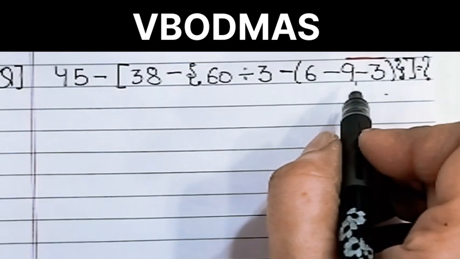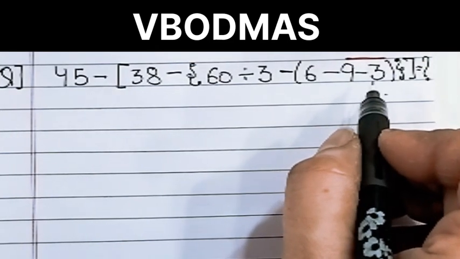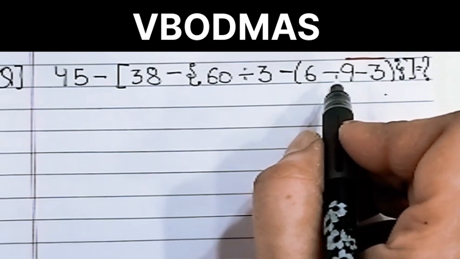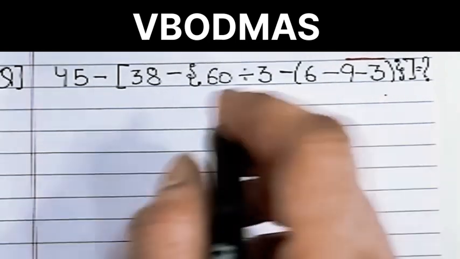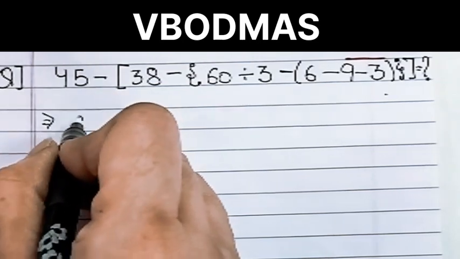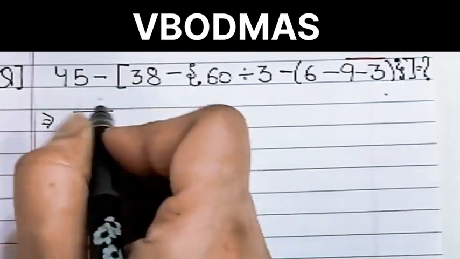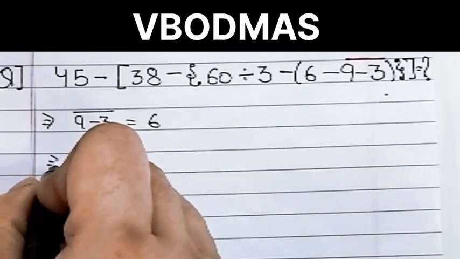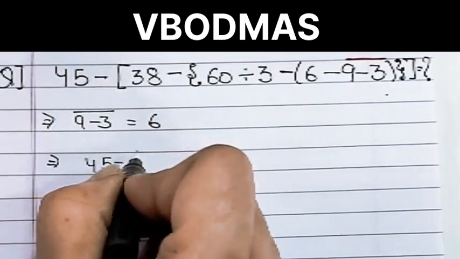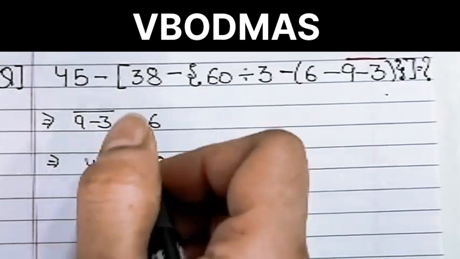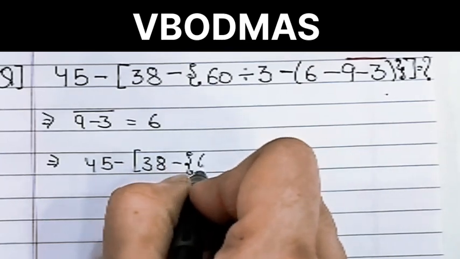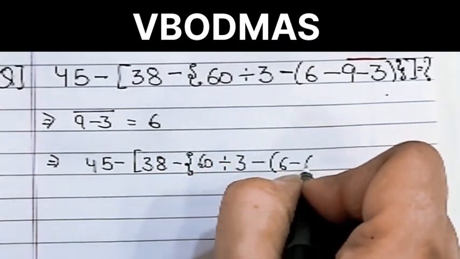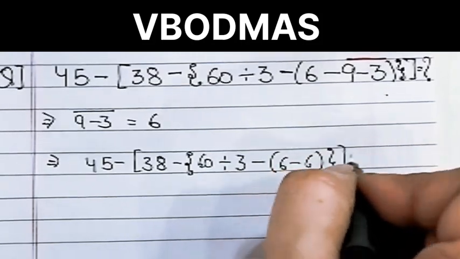First step, we have to solve this vinculum part under the bar first. Don't include the sign, because the sign is outside the bar. So first we have to solve 9 minus 3, which is the bar, equals 6. Now the equation becomes 45 minus square bracket 38 minus curly bracket 60 divided by 3 and then minus 6 and then square bracket off.